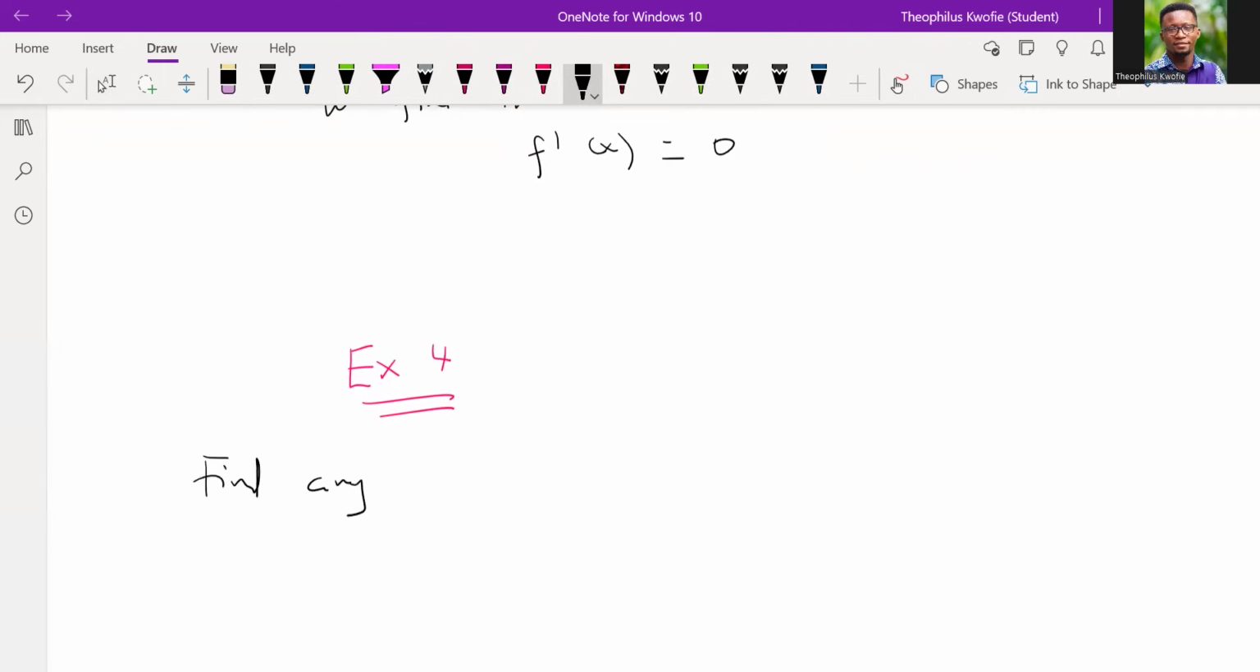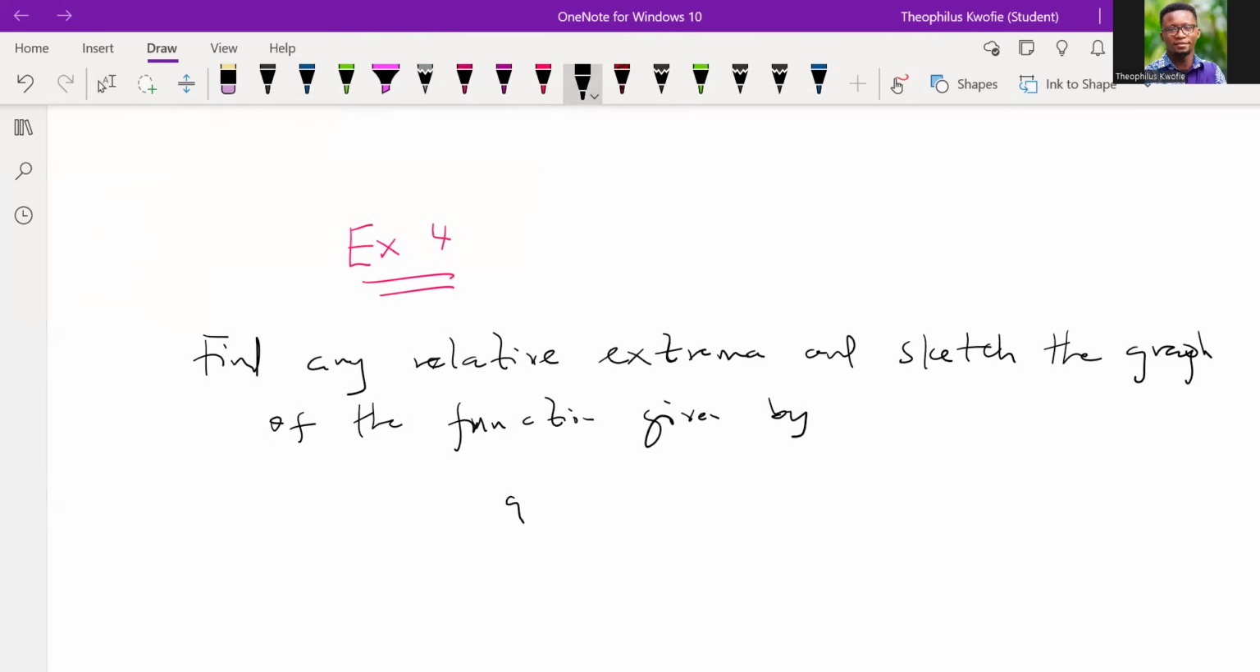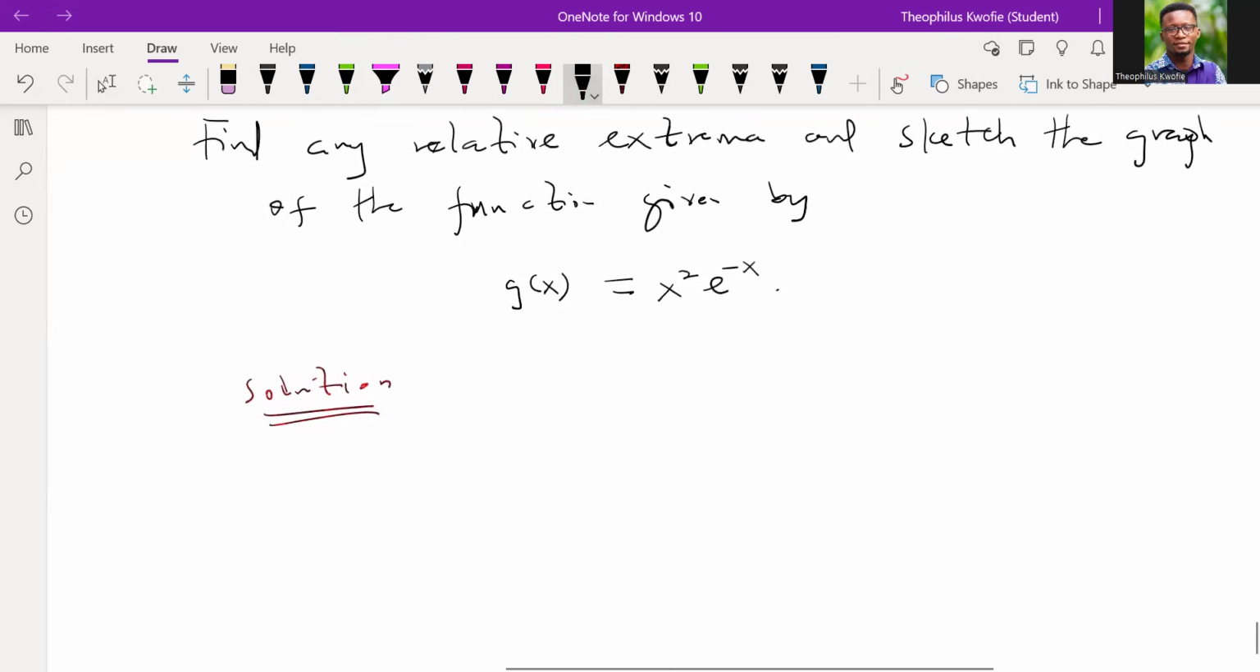It says: find any relative extrema and sketch the graph of the function given by... All right, so how do we solve this problem?